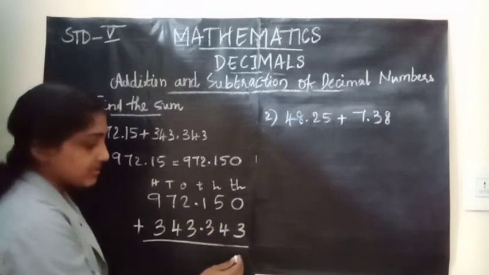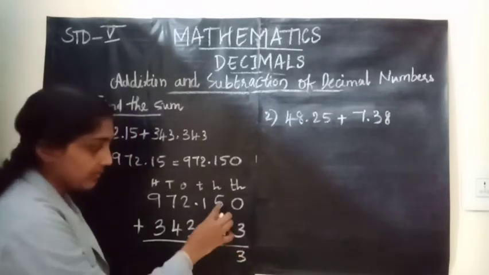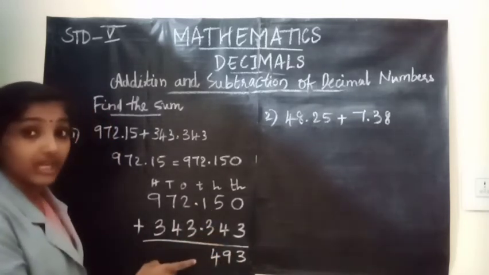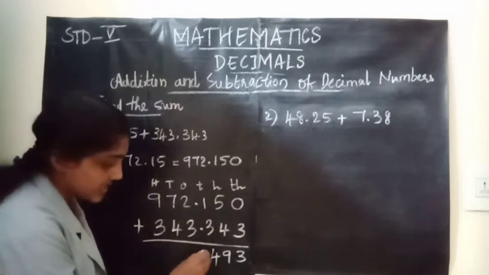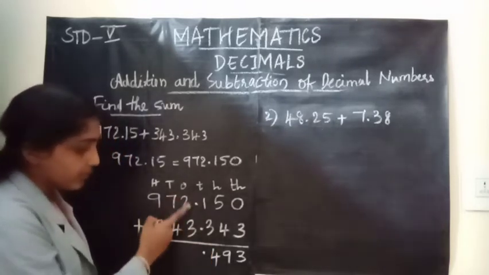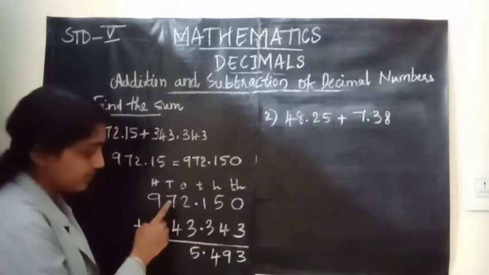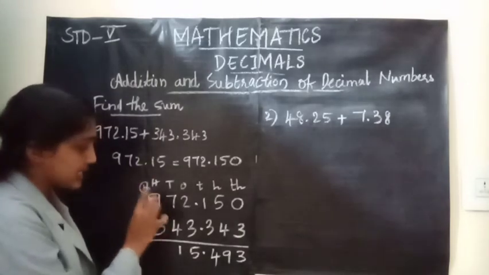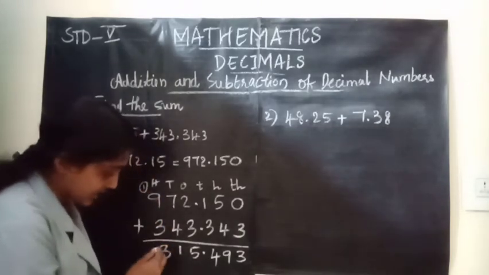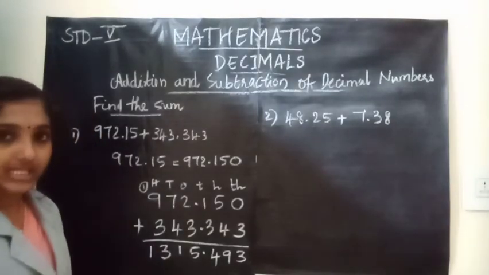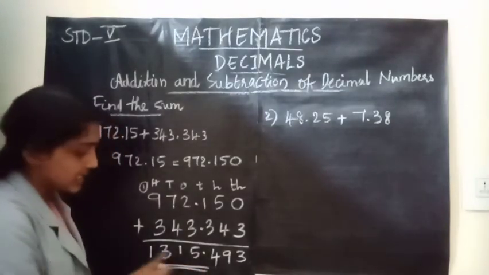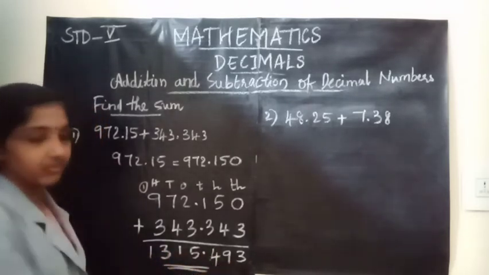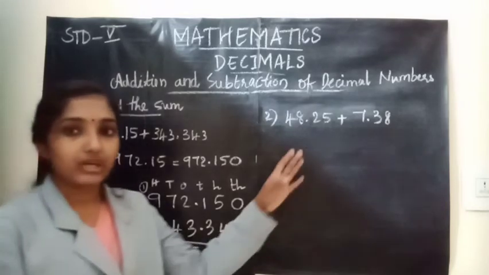Now we can make the addition. So it's 0 plus 3, it is 3 itself. 5 plus 4, it is 9. 1 plus 3, it's 4. Then we have to put our decimal point. Then 2 plus 3, it's 5. 7 plus 4, it's 11. So you write 1 here and 1 is carried. 1 plus 9, it's 10. 10 plus 3, it is 13. So this is our answer, and the answer is 1315.493.